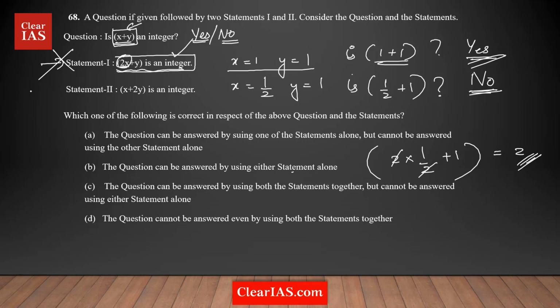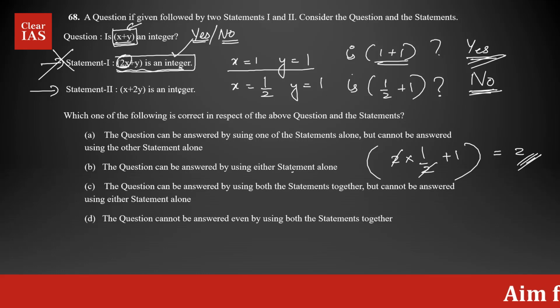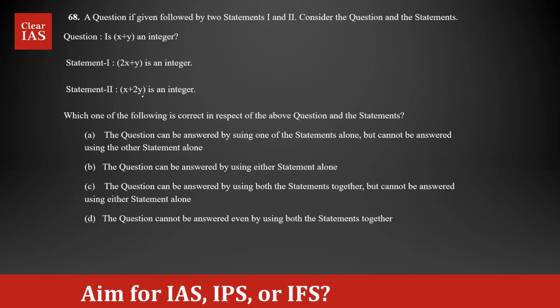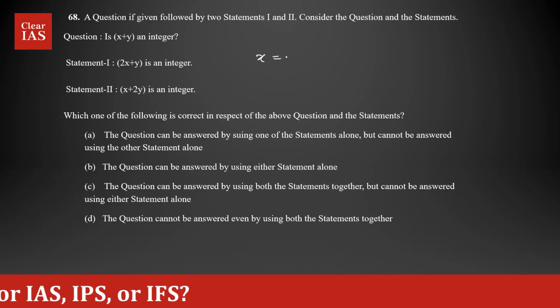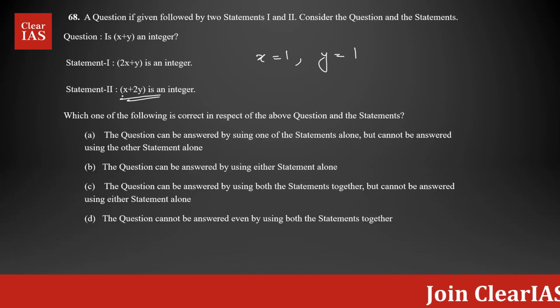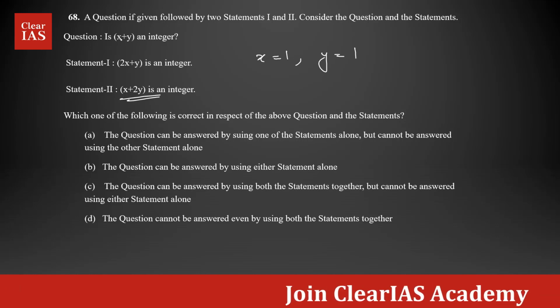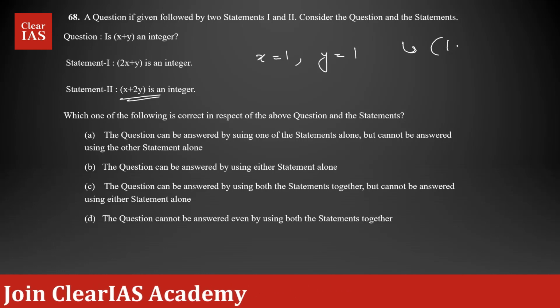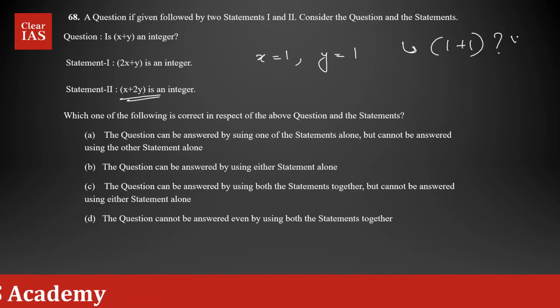In statement 2, if you closely analyze it, it's of the same pattern as statement 1. x plus 2y is an integer, right? So here, you can definitely get both answers, yes as well as no. Let's say I picked x equal to 1, y equal to 1. This works. x plus 2y is an integer, and x plus y is 1 plus 1, an integer. Yes, you're getting a yes.